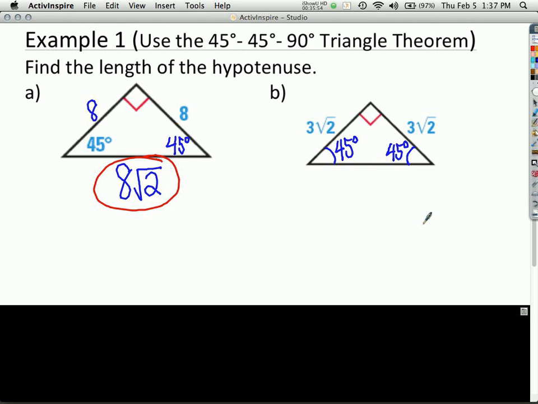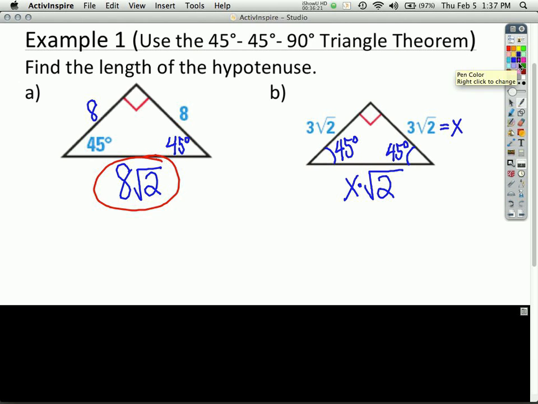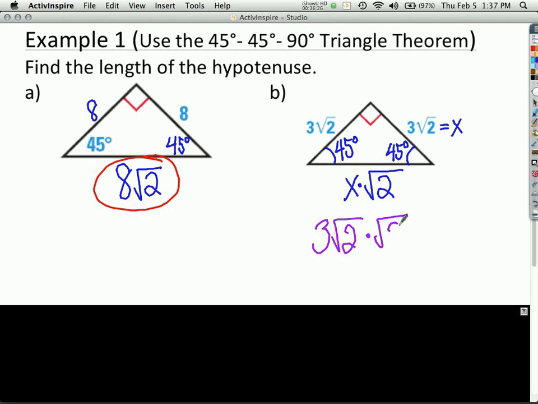So now we've established what it is, now we can use the relationship. These two sides are called x. So this is x. This side, the hypotenuse, is going to be x radical 2. In other words, it's going to be this times radical 2. So take this value and plug it in right here. And here's what we end up with: 3 radical 2 times radical 2. What do we get when we simplify that?